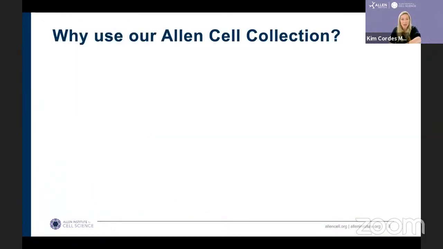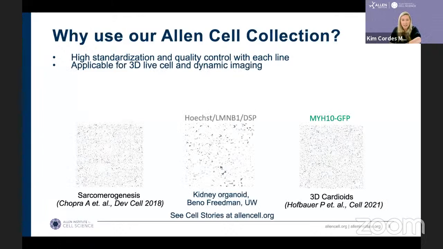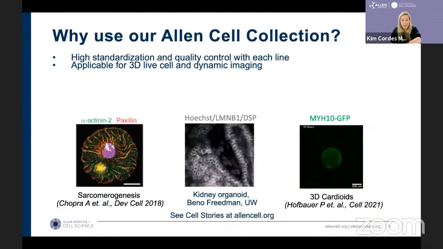We've created this extensive list of resources because we want to empower you to do your research and help you along the way. So why use our Allen Cell Collection? Well, there's multiple reasons, and I'm just going to list a couple here. As an institute following our mission to understand the organization of the cell, we really felt this collection could be useful for many other researchers, so we wanted to share it with the community. One reason is we put a lot of effort into standardizing our processes and spend time with quality control for each of our lines. Also, these lines are very applicable for live cell and dynamic imaging.